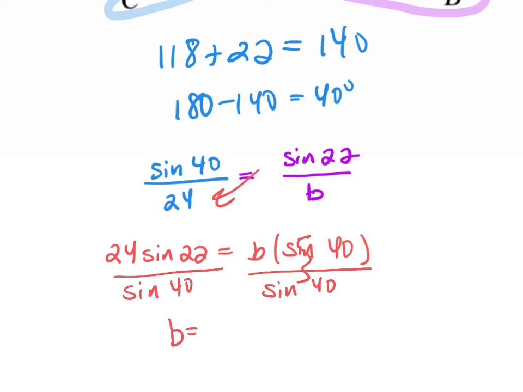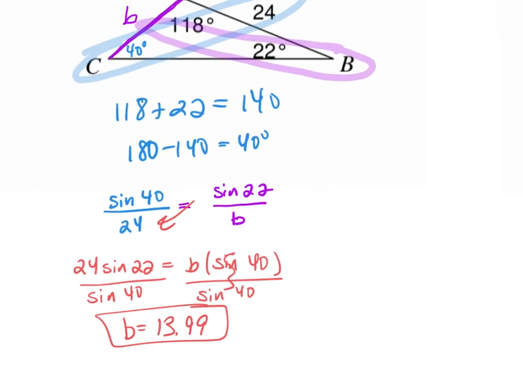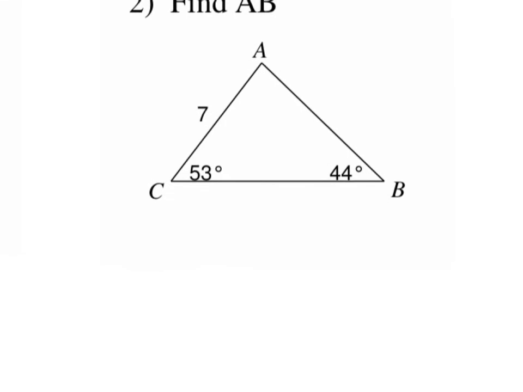So I have B equals, in your calculator, hit 24 times the sine of 22, enter, divided by sine 40. What do you guys get? Okay, you got 13, like 0.99. Okay, perfect, good. We found a side length. That's why we used the normal trig functions in our calculator. Let's look at the next one.